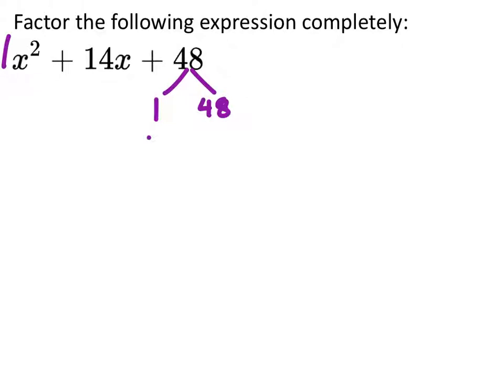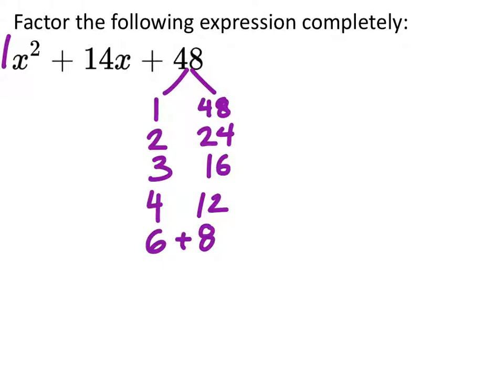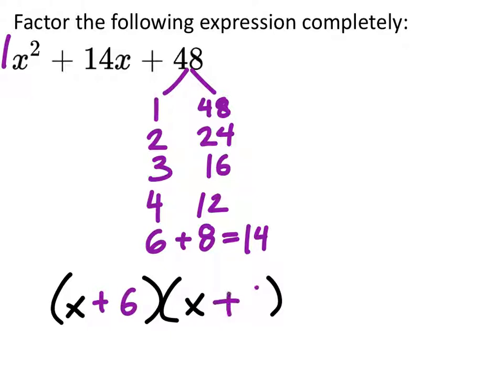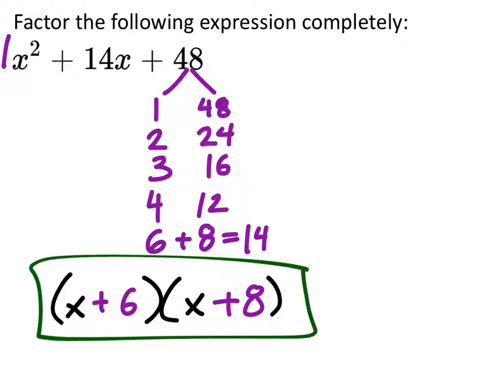It's 49. So what about 2 and 24? 2 plus 24 is 26, so that doesn't work. What about 3 and 16? No, it's getting closer, though. 3 plus 16 is 19. What about 4 and 12? 4 plus 12 is 16. No, but again, we're still getting pretty close. How about 6 and 8? Yeah, if I add these two together, I get 14. So my two binomials, which I can set up, that's a positive 6 and a positive 8. Done.